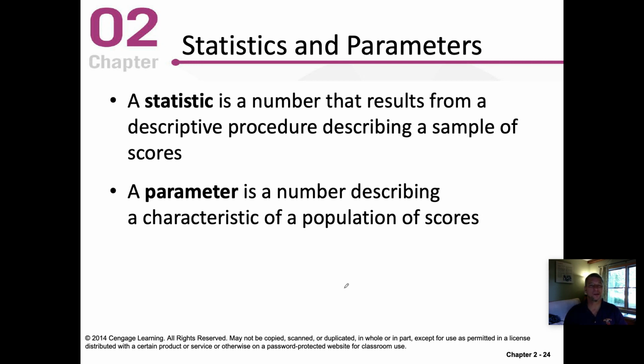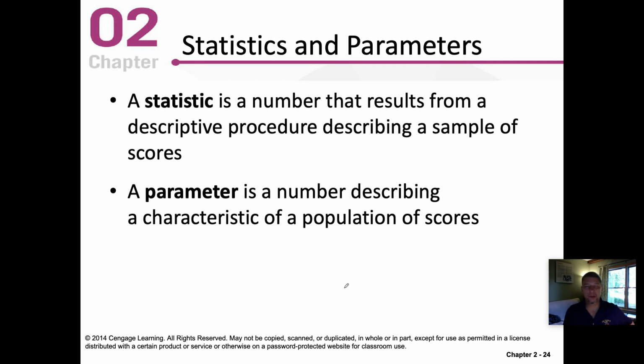Now, why is this important? Well, because a statistic is different from what we call a parameter. A parameter is a number describing a characteristic of a population of scores. If there are, for example, 200 squirrels living on the campus of Siena College, and you only measure 20, then the calculations that you do are statistics. If you measure all 200 squirrels, then you're talking about a parameter, because you've described or measured the entire population.